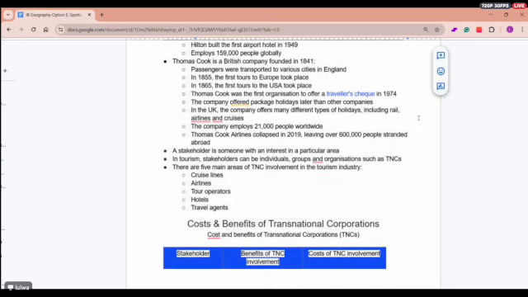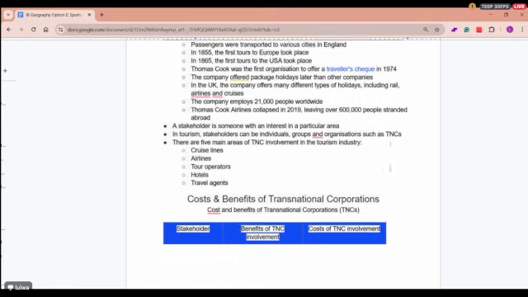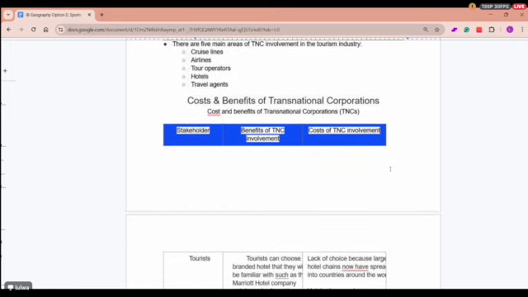And a stakeholder is someone with an interest in a particular area. So in tourism, stakeholders can be individuals, groups, and organizations such as TNCs. And there are 5 main areas of TNC involvement. You have cruise lines, airlines, tour operators, hotels, and travel agents. So for example, what are the costs and benefits of transnational corporations?